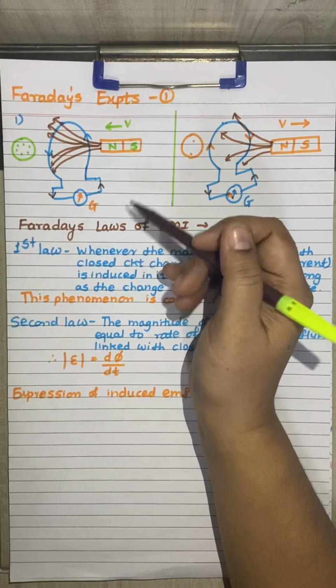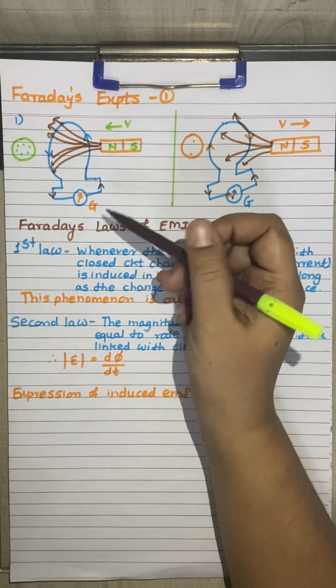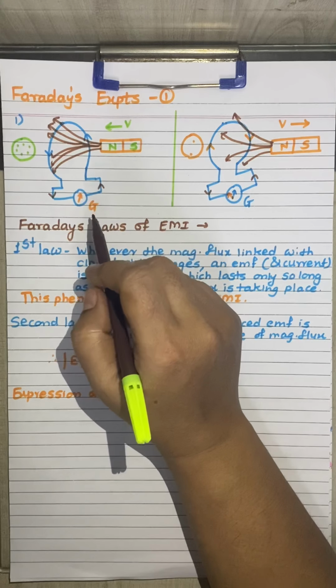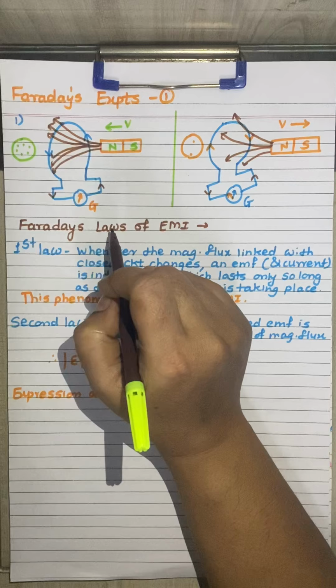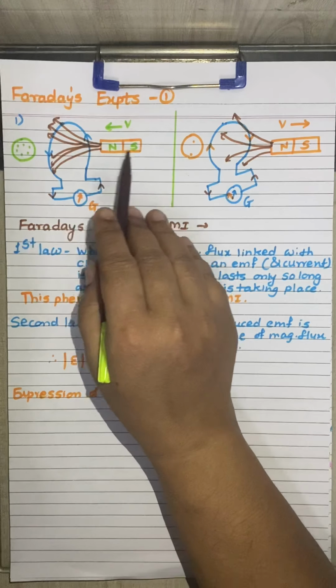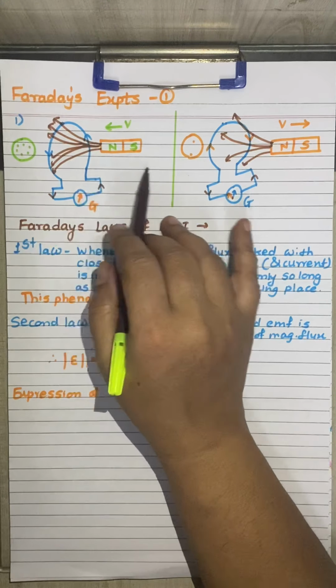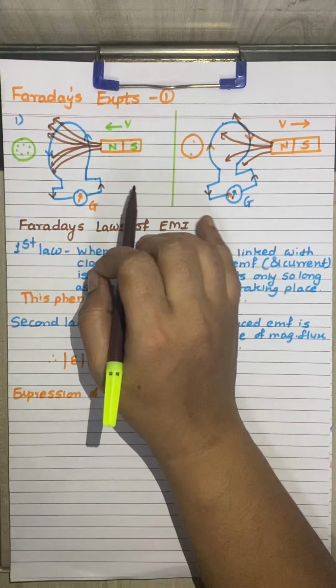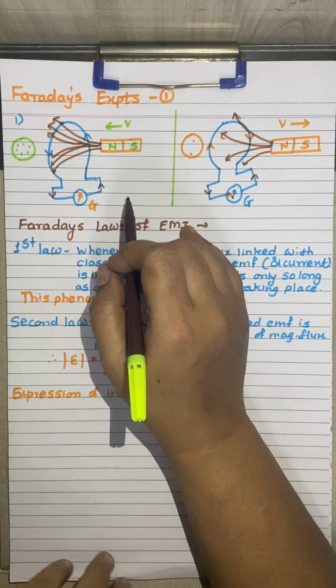Okay. Now we are going to have Faraday's experiments, and this is the first experiment, where we are showing induced EMF with a stationary coil and a moving magnet. You have studied this in 10th standard, so briefly I am going to explain it to you. Now what is this explanation?